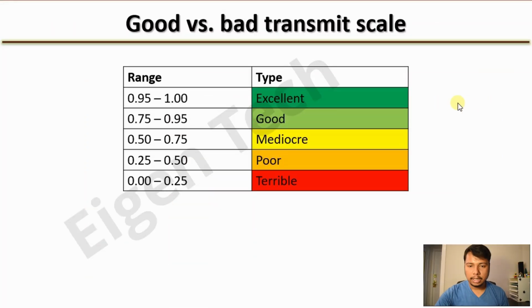The first one is, what is a good reward scale? In this table, I have divided the reward or transmit scale into 5 different categories. Anything between 0.95 and 1 would be excellent, 0.75 to 0.95 would be good, mediocre would be 0.5 to 0.75, 0.25 to 0.50 is poor, and anything below 0.25 is terrible. So you'd like to have a reward scale in the range of 0.75 to 1.